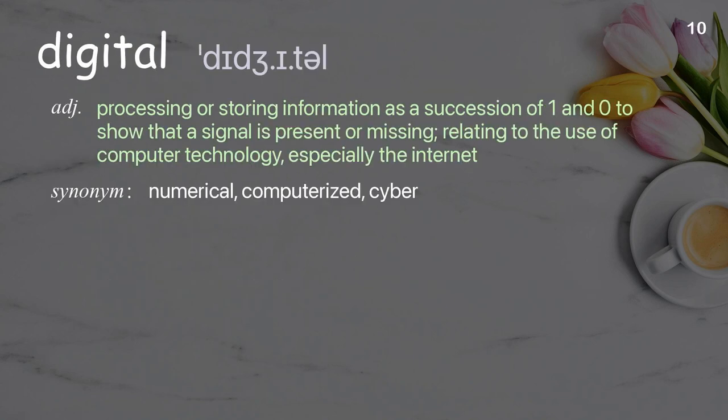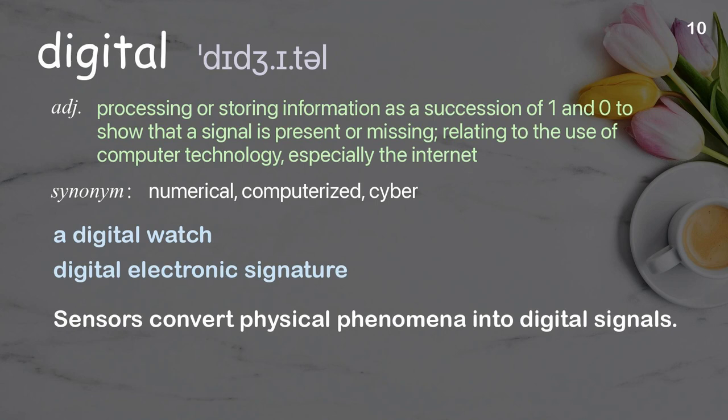Digital. Processing or storing information as a succession of 1s and 0s to show that a signal is present or missing, relating to the use of computer technology, especially the Internet. Examples. A digital watch. Digital electronic signature. Sensors convert physical phenomena into digital signals.